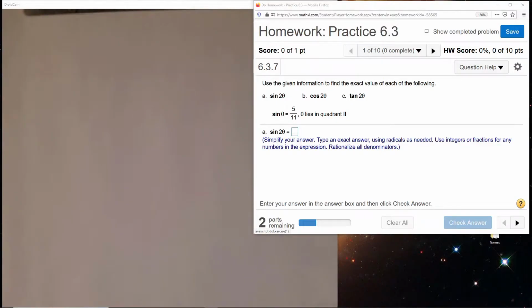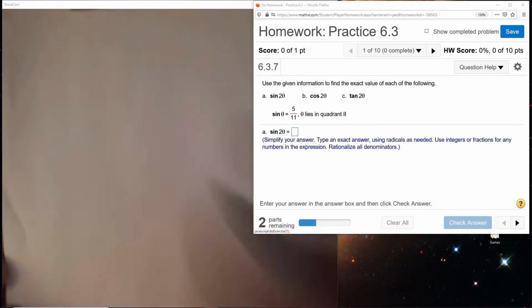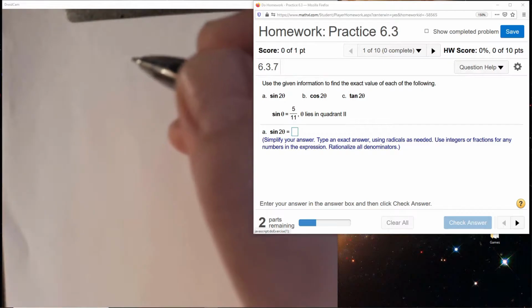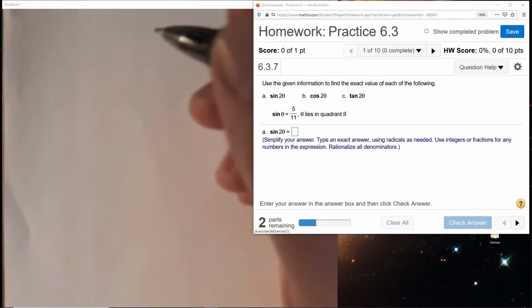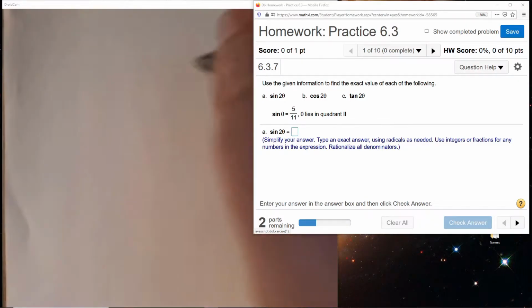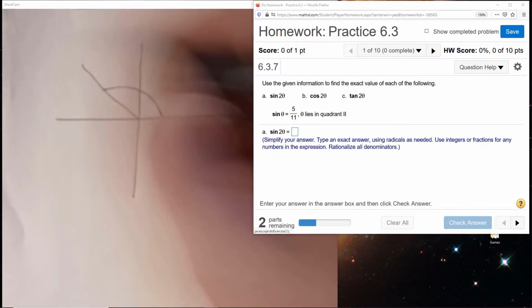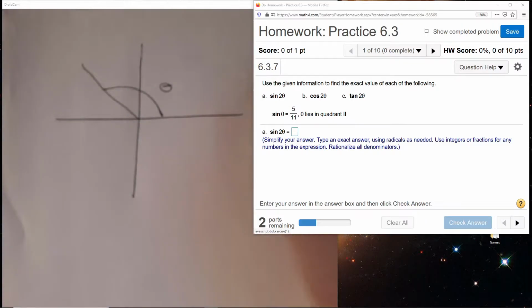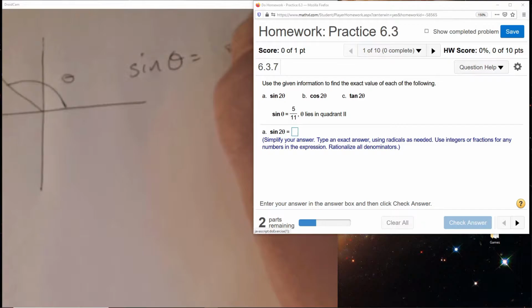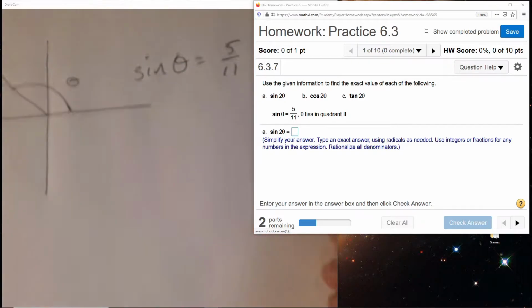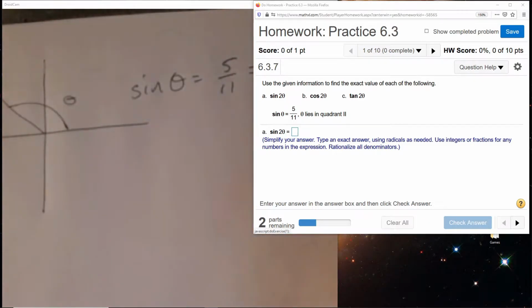All right, so let's check out some practice 6.3 and start with the first one. Use the information given to answer A, B, and C. So we have theta lies in quadrant 2. And we're told in this quadrant what sine theta equals. And you want to remember sine is y over r.